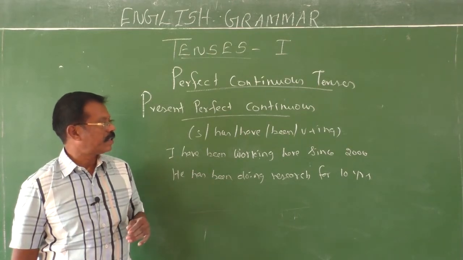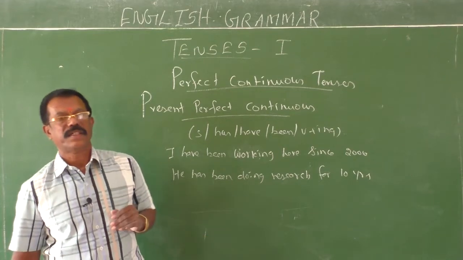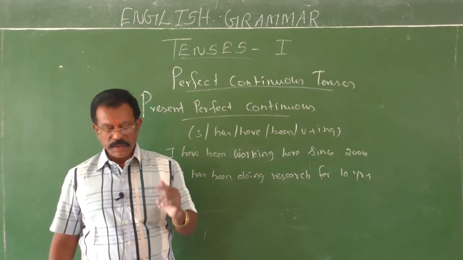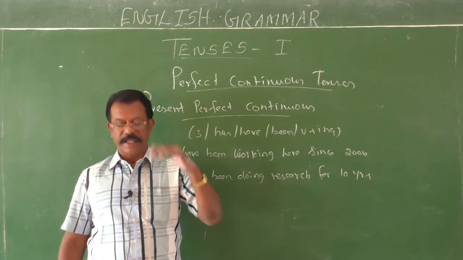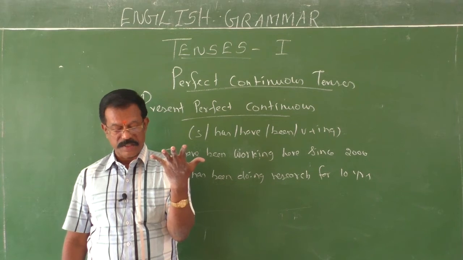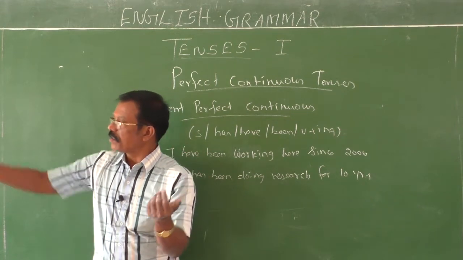He has been doing research for 10 years means still he is doing the research. Action started in the past, but still it is going on. So this tense is used to express an action which already began in the past and still continuing, not yet finished. It has been raining for 2 hours means still it is raining.